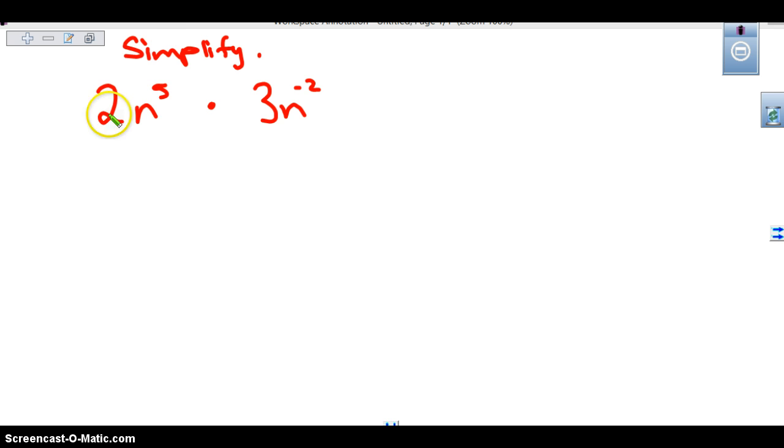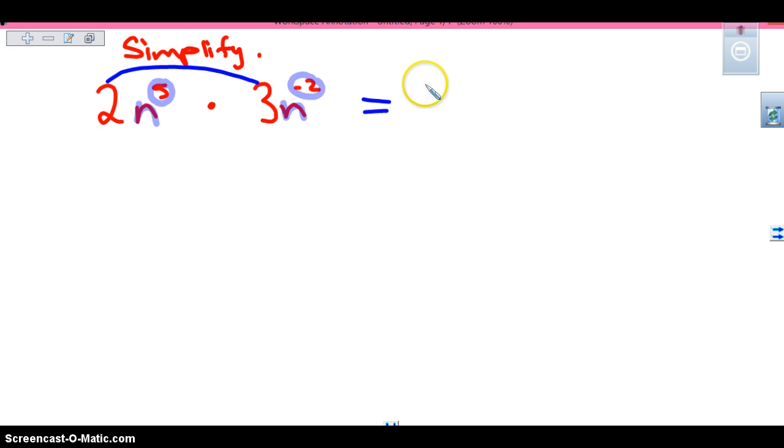If we have to simplify 2n to the 5th power times 3n to the negative 2 power, what is our common base? N. And the exponent on this n is 5, and the exponent on this n is negative 2. What about the 2 and the 3? They're not the same base, so what is the operation telling us to do? Multiply. So 2 times 3 is 6. And what do we do when we have exponents with the same base? We add the exponents. So this means 6n cubed.